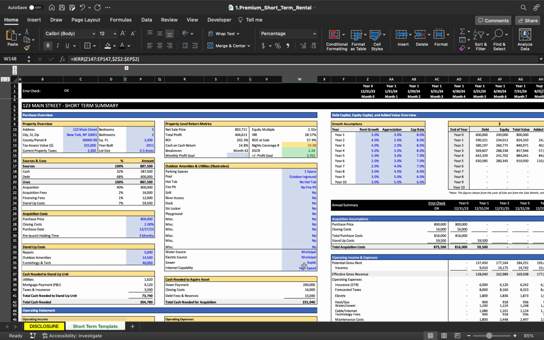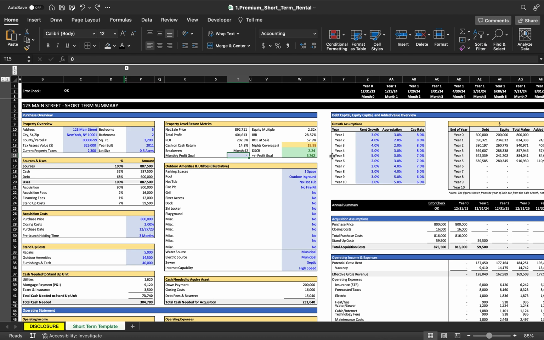And that's pretty much it. You've got some basic property level returns and metrics up here. So it shows you what the total sale price is when you're selling the asset, what your total profit is, what your return on investment is, your cash on cash return, break even. So what is that break even date? Here we're at month 42. If you change the purchase price to 600,000, you'll see this goes to month 39. Everything changes automatically.